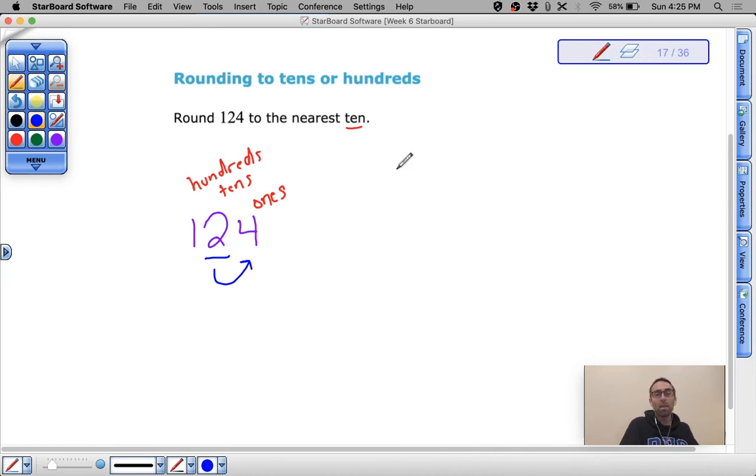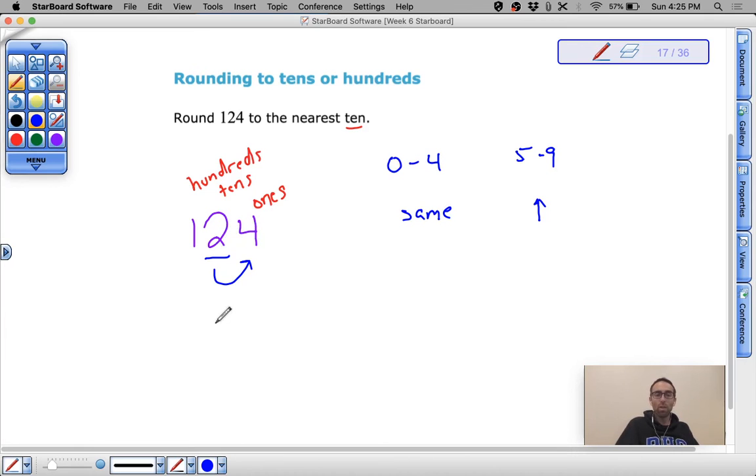Now, if the number that makes the decision ends in a 0 through 4, then that number is going to stay the same. If it ends between a 5 and a 9, that means we're going to round up, and that number is going to go up. So if I look at this 4 over here, this 4 is between 0 and 4, so that means this 2 is going to stay the same.